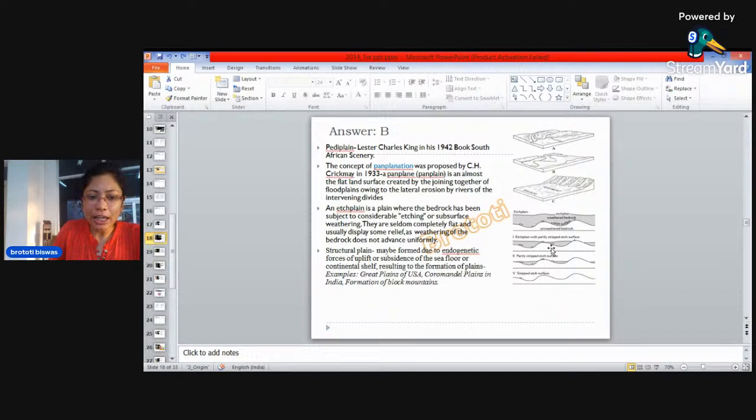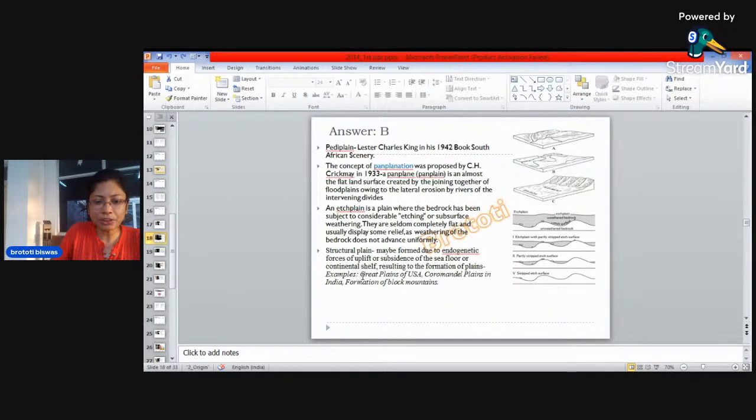And then we come to structural planes. What are structural planes? They may be caused due to endogenetic forces of uplift or subsidence of the seafloor or continental shelf. So all the three over here are the result of exogenetic forces of weathering, erosion, whatever. But structural planes are the result of endogenetic forces. So this is another trick question. Structural plane can never be formed because of exogenetic forces of weathering or erosion. It is an endogenetic force when a huge mass of land is either uplifted from the seafloor or subsided to the continental shelf.